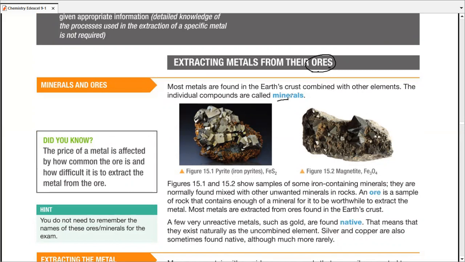Starting off with minerals, most metals in the earth crust are combined with other elements. Mostly that's going to be oxygen, which means most of the metals are present in the form of their oxides. Those individual compounds are known as minerals, right? For example, iron is found in the form of either pyrite, which is iron sulfide, or magnetite, which is iron oxide.